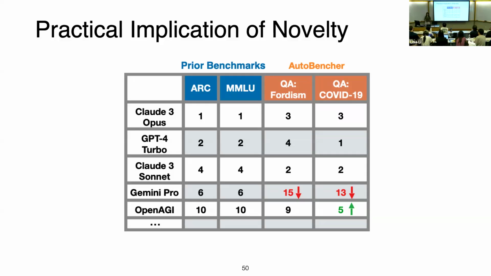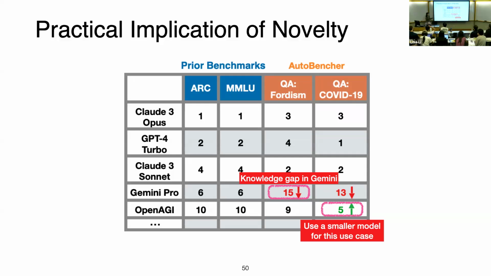Okay, so we spent a lot of time discussing the importance of a novel dataset. And here is the practical implication of what we mean by finding a novel dataset. For example, we can use novelty to find unexpected weaknesses of generally strong models, like Gemini. Here we find that Gemini is bad at answering questions about Fordism, which is a pretty important economic concept. We also find unexpected strength in relatively weak models: OpenAGI is only 7 billion parameters, but it achieves pretty high quality answers when you ask it questions about COVID-19.